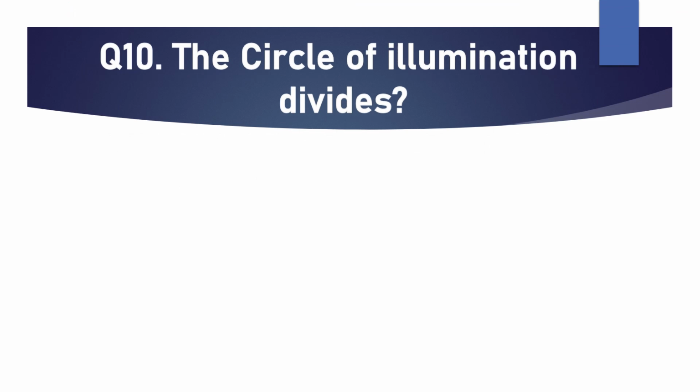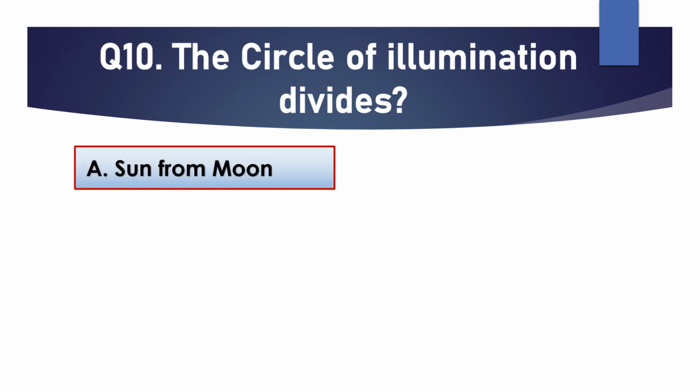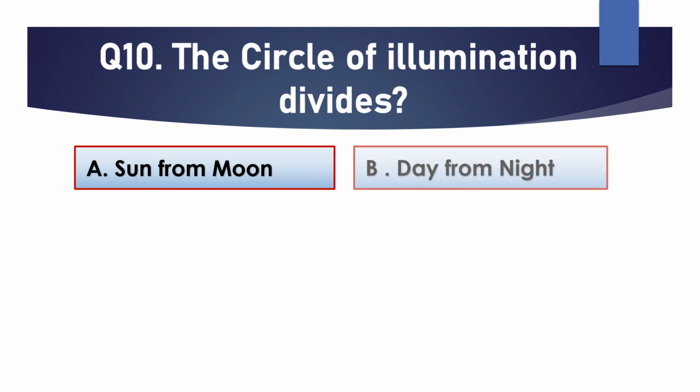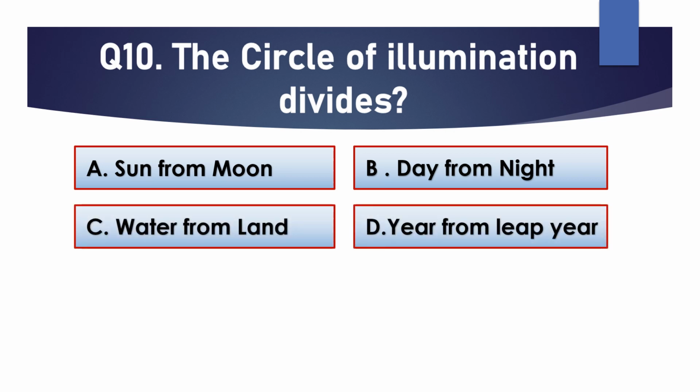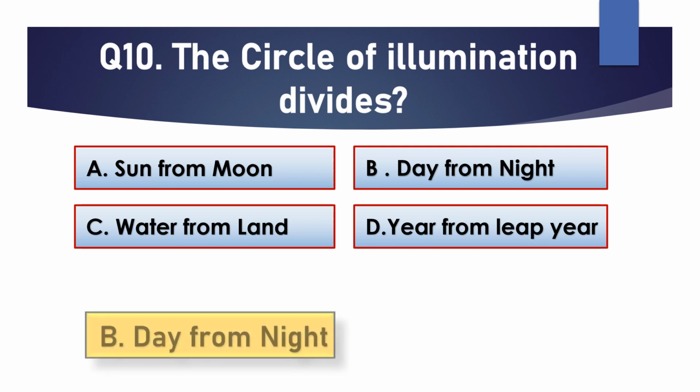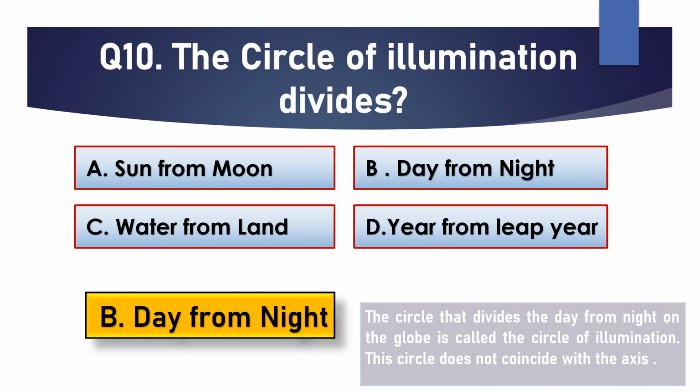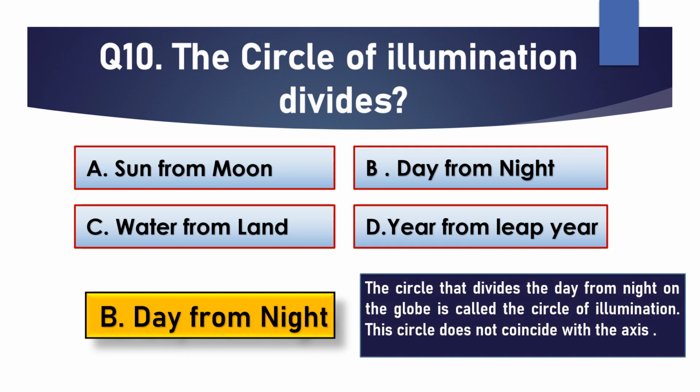And the last question for today is question number 10, and it is rather interesting. The circle of illumination divides A. Sun from moon, B. Day from night, C. Water from land, or D. Year from leap year. And the answer is B. Day from night. The circle that divides the day from night on the globe is called the circle of illumination. This circle does not coincide with the axis.